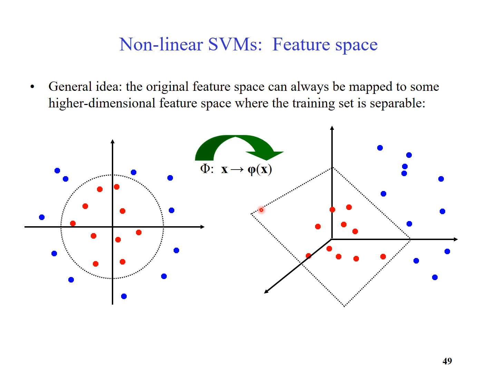hyperplane. It's not a line anymore in higher dimension, it's a linear hyperplane. Then this linear hyperplane is mapped back into the original input dimension, where it becomes a circle. That's the basic idea of nonlinear SVM.